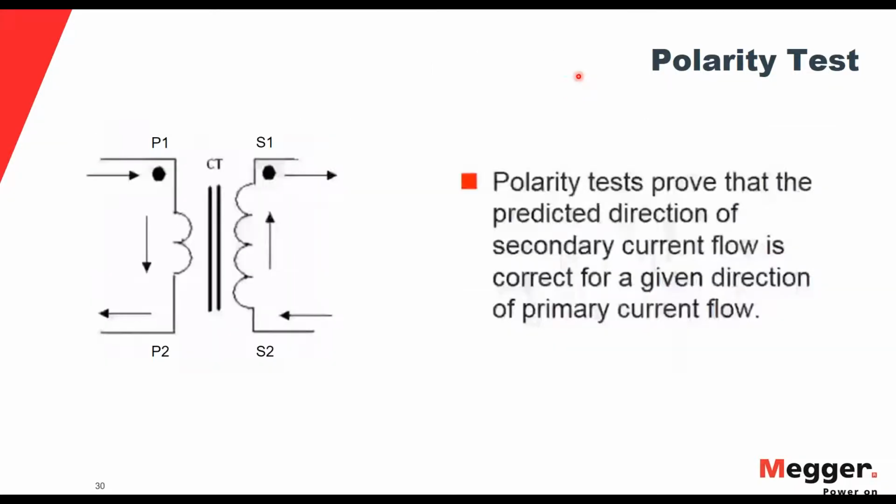Then we have the polarity test. Basically, it's to test and verify the polarity between your primary and secondary. Usually this is done by measuring the voltage phase angle between the primary and secondary, and checking whether it's near the 0 degree or 360 degree range, or within the 180 degree range of phase deviation. If it's 180, then you have reverse polarity. If it's 0 degrees, then you have the correct polarity.